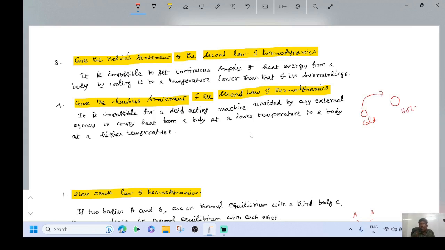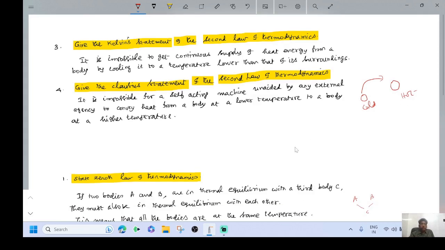If the machine is self-acting, that will not be used to transform heat energy from cold body to hot body. We need an external agency. In the case of a refrigerator, we have achieved this. With the help of a compressor, we are transforming heat energy from the cold body to hot body.